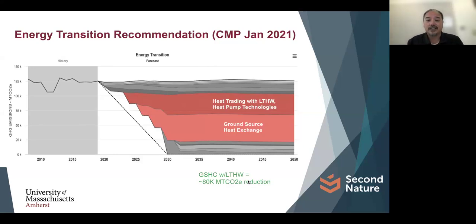So it's important to note that even though we're focusing on that ground source heat exchange and low temp hot water technology, it's not covering 100% for us, right? So we know going into it that we still need to look at some other things. You can see there in the green, for numbers wise, it equates to about 80,000 metric tons of CO2 emissions reductions.